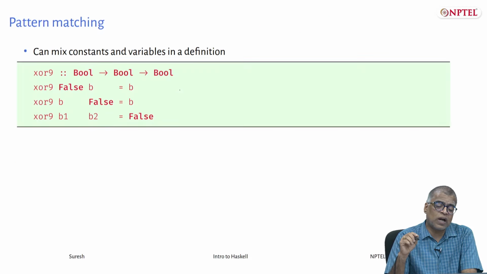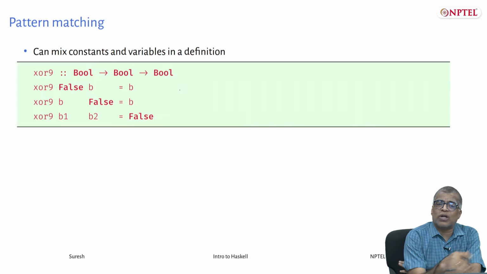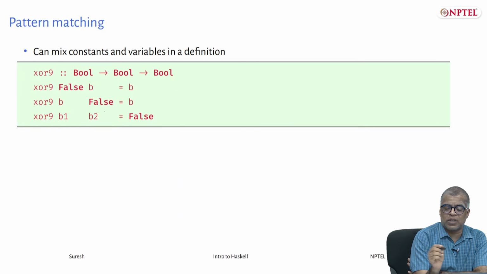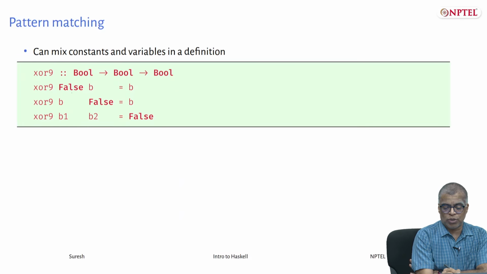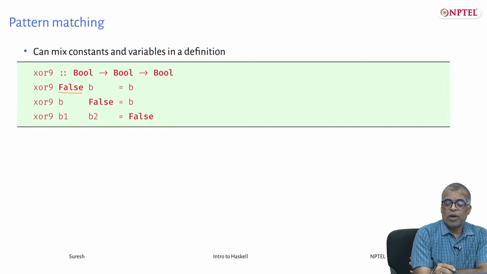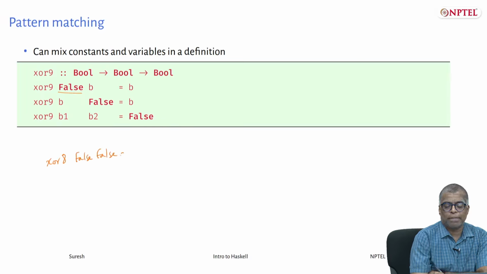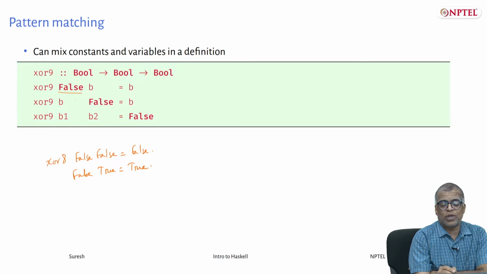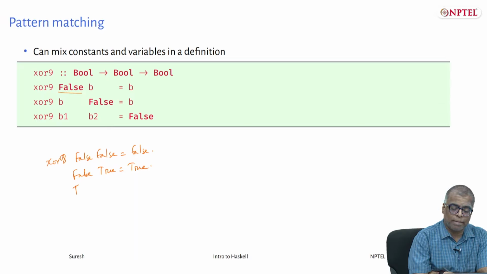Now, the nice thing is that it need not be all constants in one line of the definition and all variables in another line of the definition. I could do something like this also, XOR 9, which says if the first argument is false, then return whatever is the second argument, because XOR 8 false, false should be false and false, true should be true. So, you can actually say XOR 9 false b is b, XOR 9 b false is b. I should say 9.